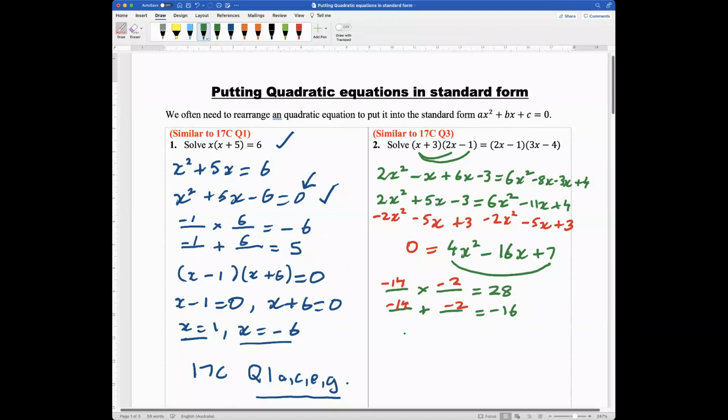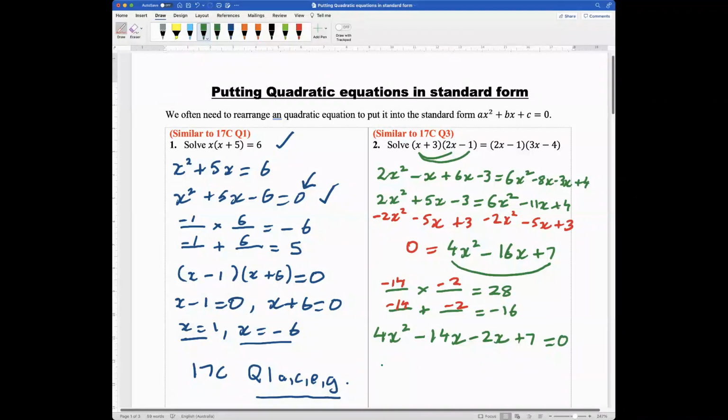So now we can split up the middle term. So 4x squared stays how it is. And then we split up negative 16x into negative 14x minus 2x. Okay, and the plus 7 stays as is. And it's all equal to 0. So we just put it on the end.